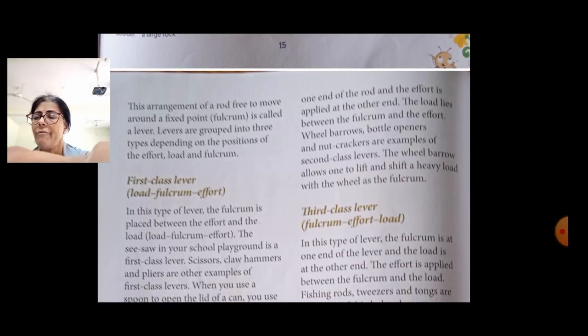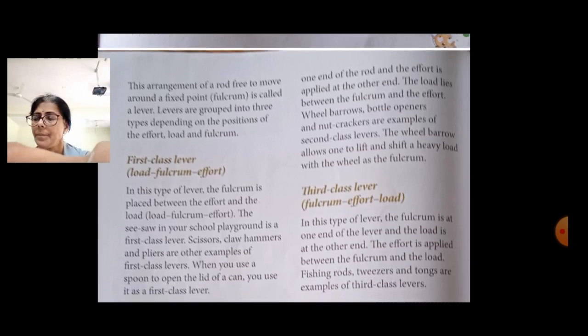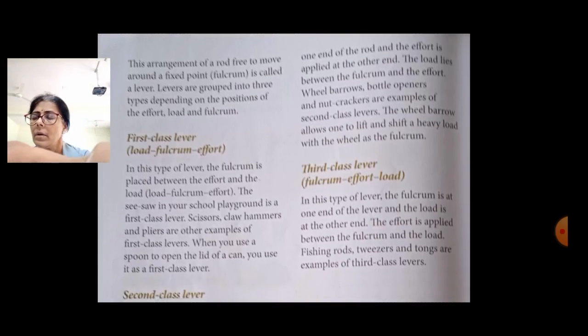The arrangement of a rod free to move around the fixed point, that is fulcrum, is called a lever. Levers are grouped into three types depending on the positions of effort, load and fulcrum.